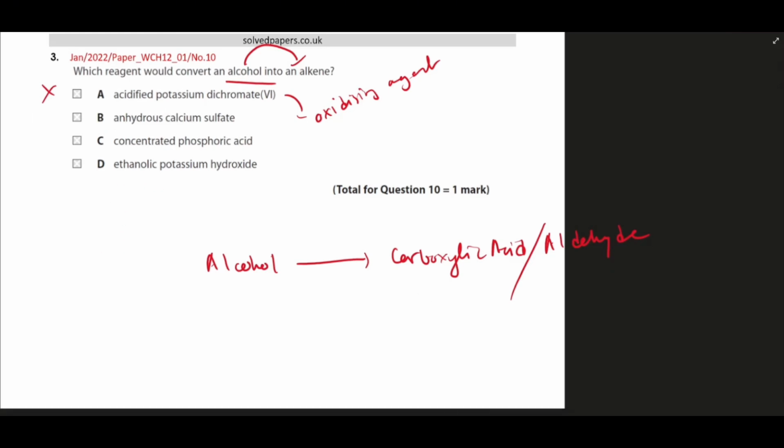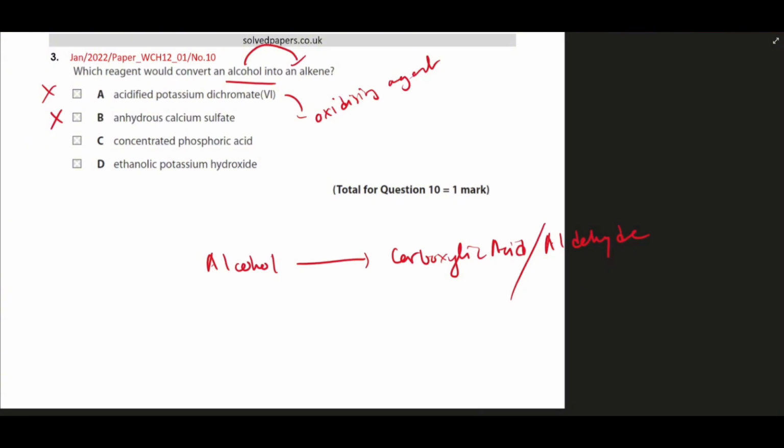Okay, let's move on to anhydrous calcium sulfate. This is a drying agent. So this is not a reagent, it's a drying agent. We all know that, right? So obviously that's out of the equation. And I'm pretty sure I've never seen in any organic synthesis where anhydrous calcium sulfate is used. A drying agent's job is basically to absorb water, not to oxidize or reduce or do anything else. Okay, this leaves us C and D, 50-50 basically.